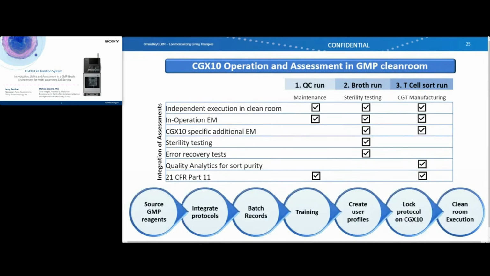We sourced all GMP-grade materials, integrated these protocols into the assessments, and developed well-rounded batch records. We trained operators who have some or no flow cytometry experience, and after thorough training, we created user-specific profiles and locked the protocols on the CGX10 in the process development lab. Once the instrument has been moved into the clean room, these protocols were then executed in the clean room.